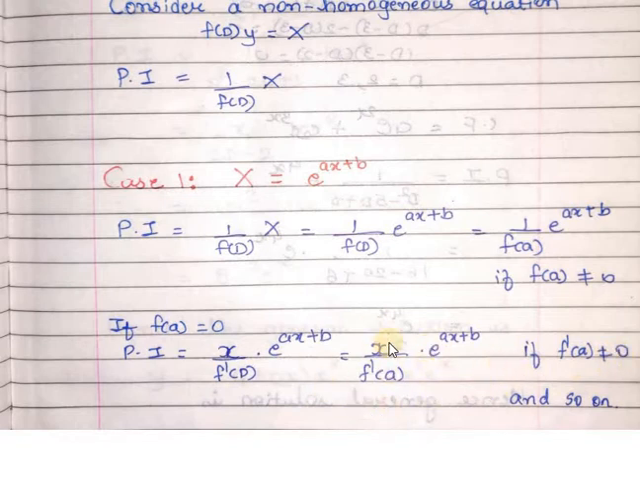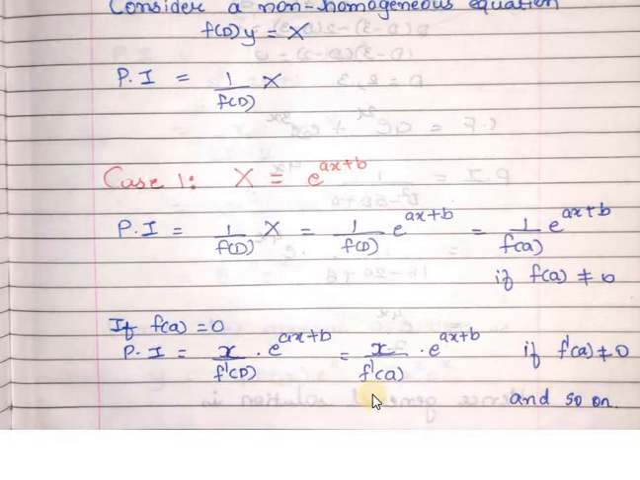So here suppose f dash a is equal to 0, then again you have to multiply by x and take the derivative of this, so it will be x square into e raised to ax plus b divided by f double dash D, then we will replace D by a. So this process continues. You have to check every time whether the denominator is equal to 0 or not equal to 0. If the denominator is 0, then repeat this process.